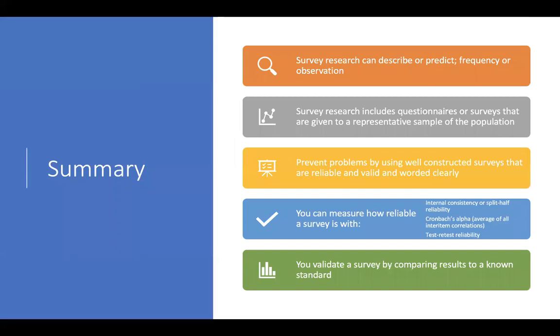Okay, so to sum up survey research: survey research can describe or predict. You can use frequency or observation with your questionnaires when you're doing survey research. Survey research is usually just one point in time. In other words, you're not taking the survey over and over and over. You're just asked something once and there's no manipulated variable that's occurring.